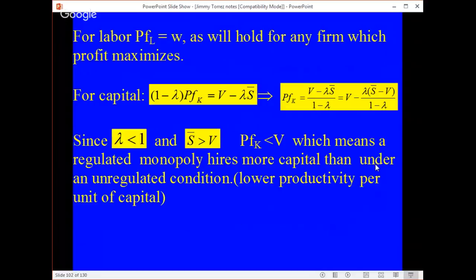So as long as lambda is positive, and S is greater than V, that means price times the marginal product of capital. If price was equal to marginal revenue, what would P times F_K be? You guys remember? Marginal revenue times marginal product is marginal revenue product. That's what you said, right? That's what I heard? No.